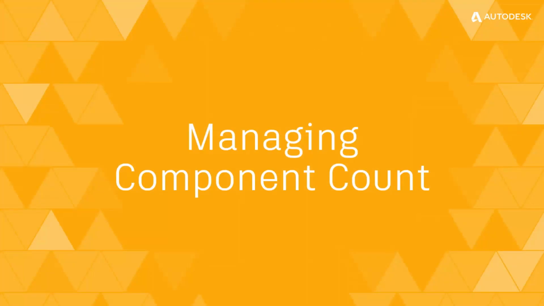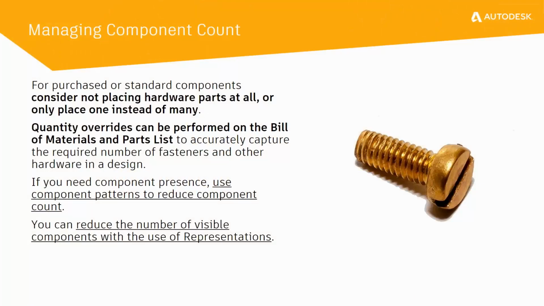How can you manage component count, which is another critical aspect of working with large assemblies? This is really critical when it comes to working with purchased or standard components: consider not placing hardware in the first instance, or only placing those instances that are actually required. You can possibly replace all instances with one instance and then use a quantity override in your bill of materials or your parts list to accurately depict the number of components in place.